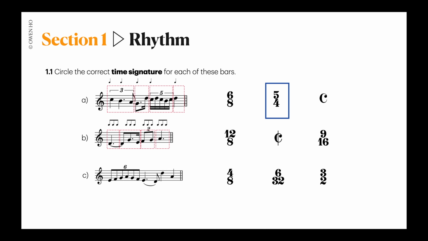In summary, there are 4 groups of 3 quavers here. That is a total of 12 quavers. And so the answer will be a 12/8.